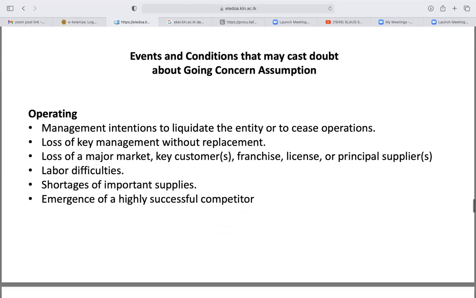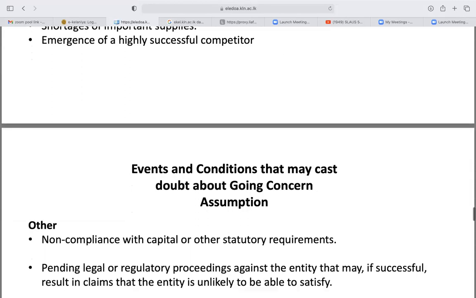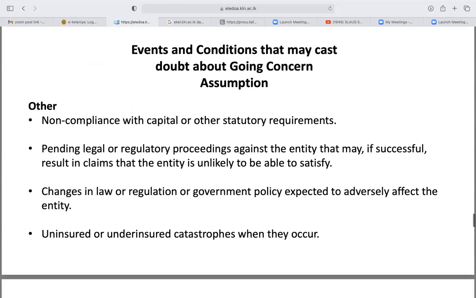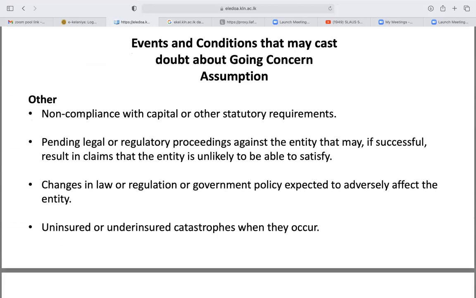So these are the operating events. Other events: non-compliance with capital or other statutory requirements. So as we discussed in the first example, the Nigerian government asked that oil company not to do the business again. So there is a kind of non-compliance or statutory requirement, right? By law, they are forced not to do something, right?